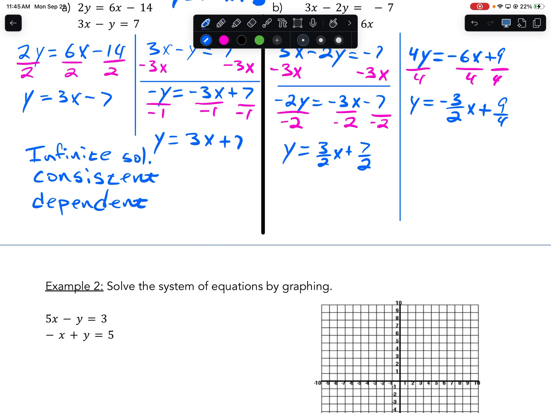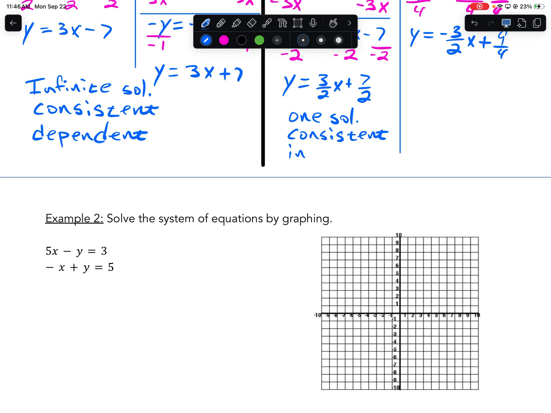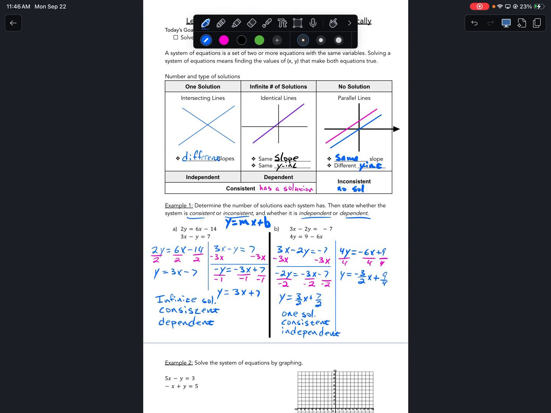So are these lines going to cross? Yes. So are they one solution? One solution. At least it doesn't have multiple solutions. Okay. Is it consistent or inconsistent? Consistent because it has a solution. And then dependent or independent? Independent. So it's a really good reference at the top of that page to help you remember independent, dependent, consistent, inconsistent.